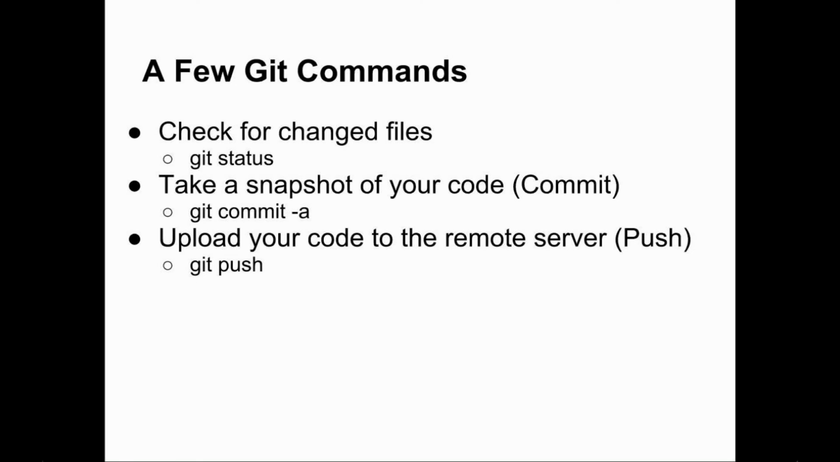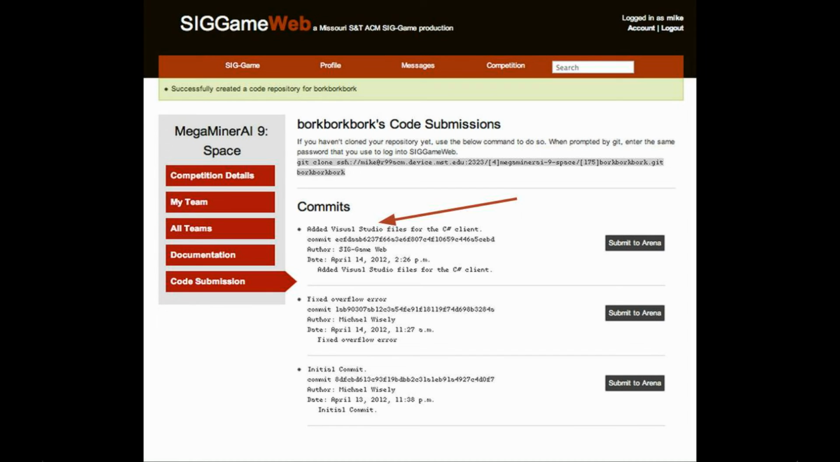Now that we've added our credentials to our source code, it's time to take a snapshot of our code so that we can submit our AI to the arena. Here are some very basic commands we'll use with Git to submit our AI. We can check for files that we've changed with git status, take a snapshot of our changes with git commit, and upload our code with git push. Once we upload a snapshot, it'll appear on our list of commits on MegaMinerAI.com. Then, all we have to do to submit our AI is press the Submit to Arena button.